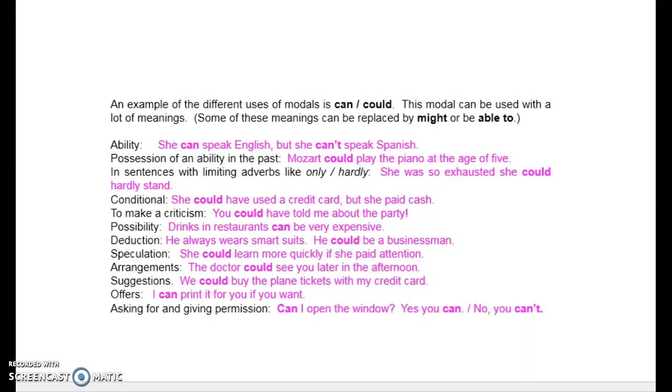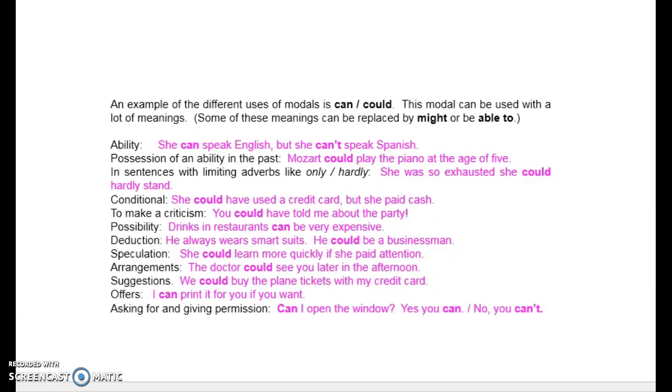And here you have ability. She can speak English, but she can't speak Spanish. One is affirmative and the other one is negative. You have possession of an ability in the past, and here you have Mozart could play the piano at the age of 5, which means that when Mozart was small, in the past, he could play the piano. In sentences with limiting adverbs like only or hardly, here you have, she was so exhausted, she could hardly stand.